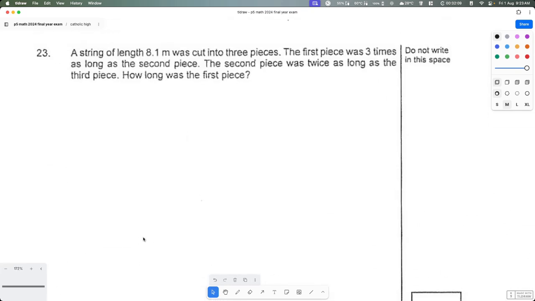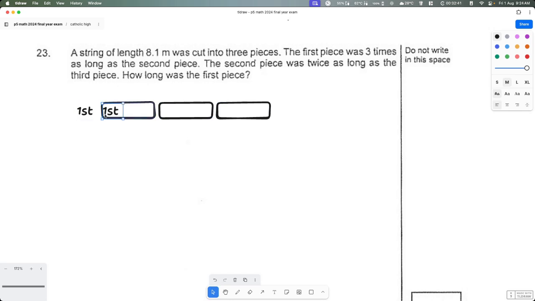Question number 23. So in this case, a string of length 8.1 meters was cut into 3 pieces. The first piece was 3 times as long as the second piece, and the second piece was twice as long as the third piece. Okay, so what we can do is we can draw out the different pieces. Okay, so I'll just put first, because it's easier, right? First, we can draw a model. So we have 1, 2, 3. So first is 3 times as long as the second piece. So the second is just 1 in this case over here, right?